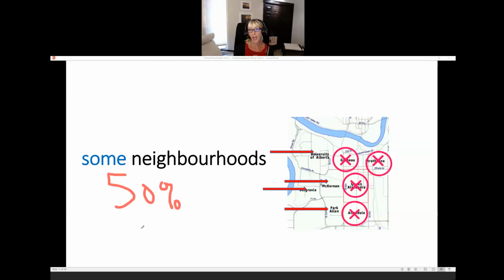I could ask, how many neighborhoods have schools? In this map, well, some neighborhoods have schools. Usually in Edmonton, there is one school for every 2 or 3 neighborhoods. So not every neighborhood has a school, but some neighborhoods have schools.